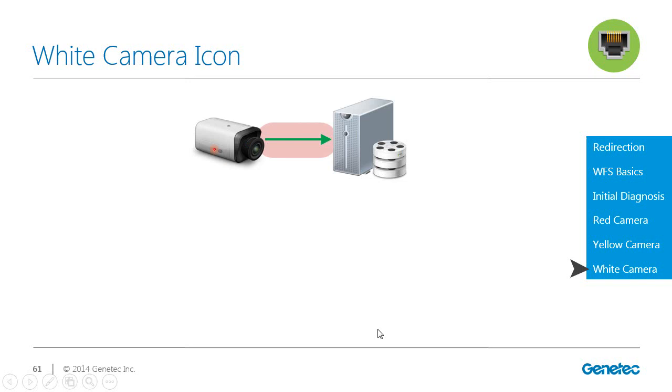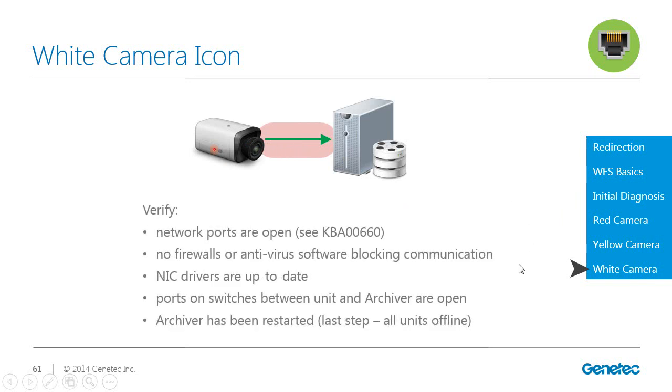If we still can't get video from changing any of the settings here, we'll have to take a look at the network components between the archiver and the camera. So take a look at the ports and make sure they're all open, specifically the ones in Knowledge Base Article 660, and make sure there are no firewalls or antivirus software that is restricting communication.